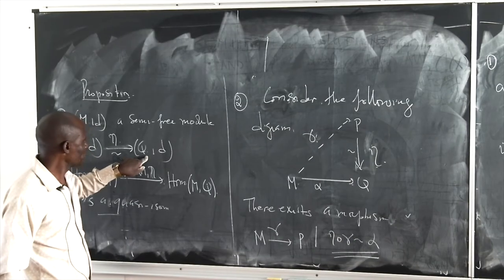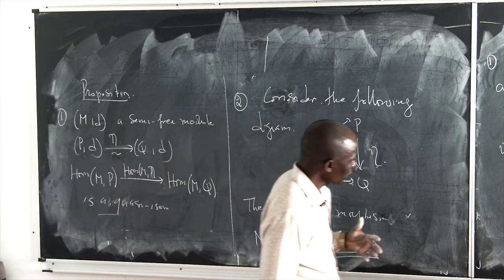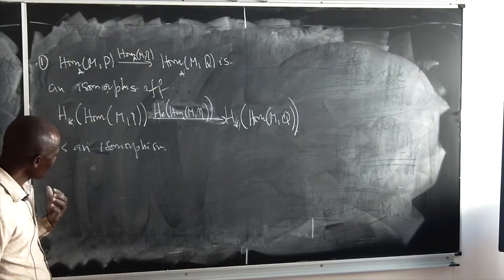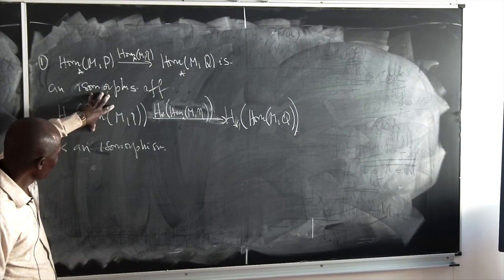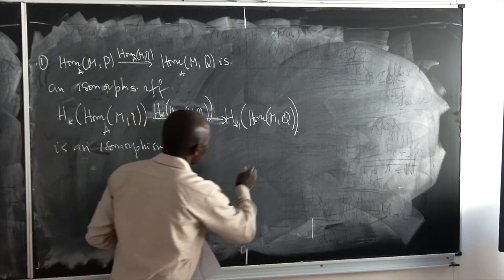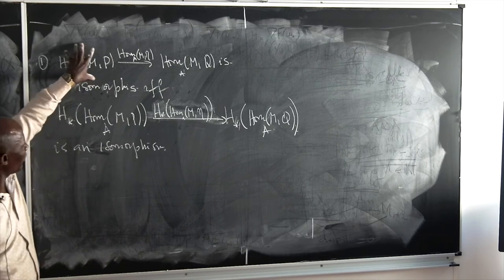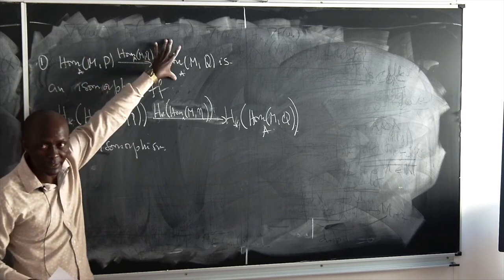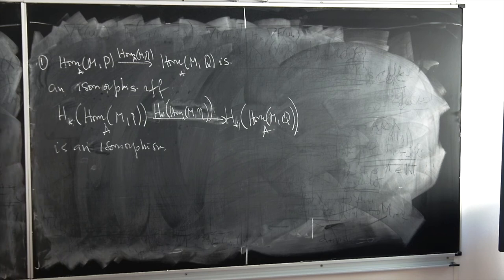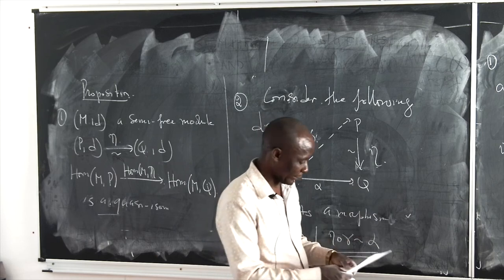M and P, also Q, has been given as a module, differential graded module. And I told you yesterday that applying the Hom functor here, we also have a differential graded module. So this is a map of differential graded modules here. Now I will apply the condition, the property that I gave you before to show it.